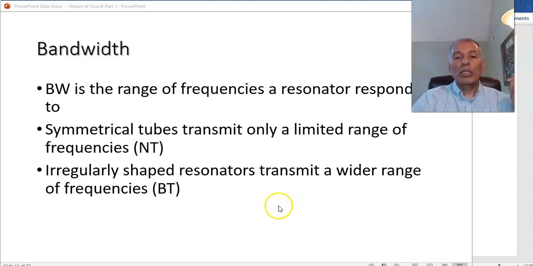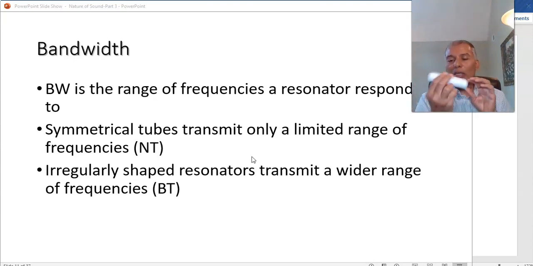So symmetrical tubes, like a cylinder, transmit only a limited range of frequencies. They only accept very specific ones. I would do these experiments in my office, where I have my tools. If you get a tube, for example, let's say you make a microphone like this, or you make a tube like this, and say, ooh.